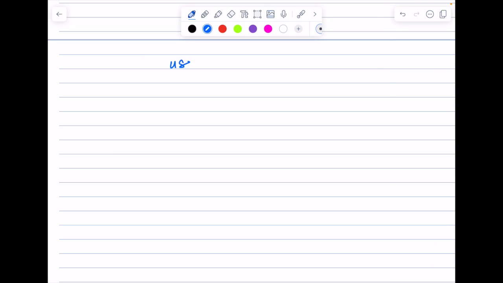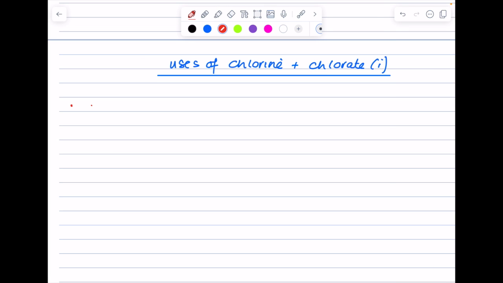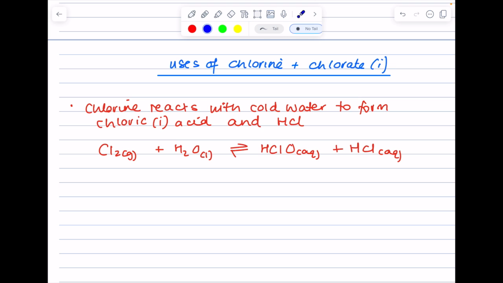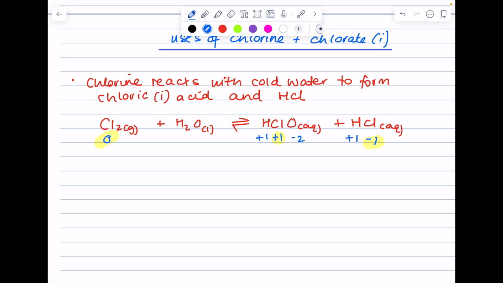How about the uses of chlorine and chlorate? Chlorine reacts with cold water to form chloric(I) acid and hydrochloric acid according to the following reaction. So here's your chloric(I) acid. If we check the oxidation states, chlorine goes from 0 to +1, and over here it becomes -1. As the chlorine is both oxidized and reduced according to the increase and decrease of those oxidation states, we say that a disproportionation reaction has occurred.